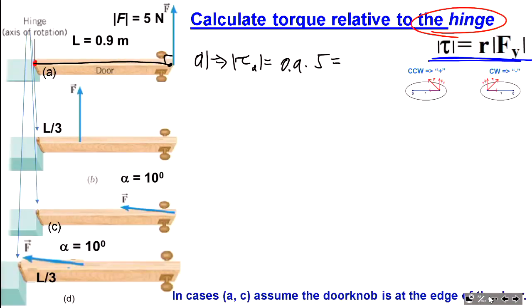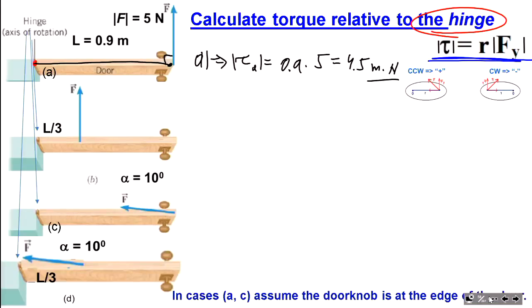So 5 times 0.9, 4.5. 4.5 what? The unit of distance is meters. The unit of force is newtons. So a unit of a torque is a newton times a meter. And if you remember, that was exactly the same unit for energy and work. But when we calculate energy or work, we called it joule. When we calculate torque, we just call it meters times newton. That's it.